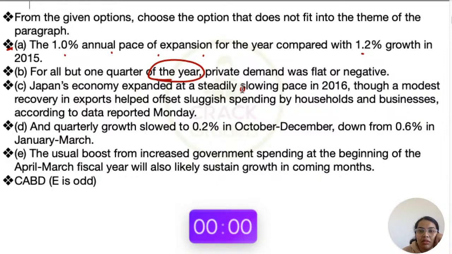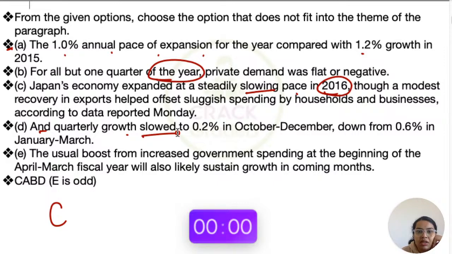Japan's economy expanded at a steadily slowing pace in 16, though a modest recovery in exports. So, of course, this is the first one. It introduces, we are going to talk about Japan's economy, the year is mentioned, what happened is mentioned. So, clear cut, ये तो पहला है. And quarterly growth slowed too. We are talking about slowing. We are talking about slowing, right?